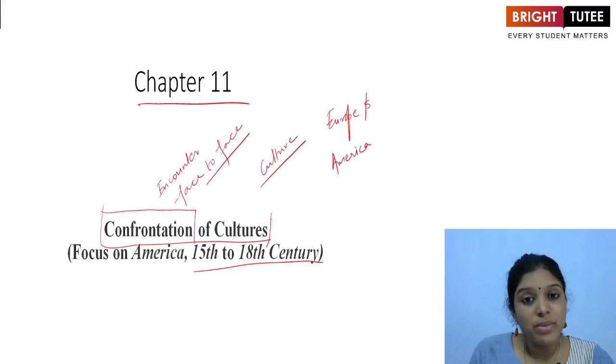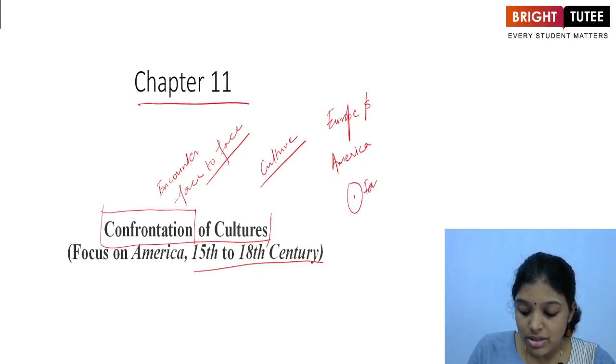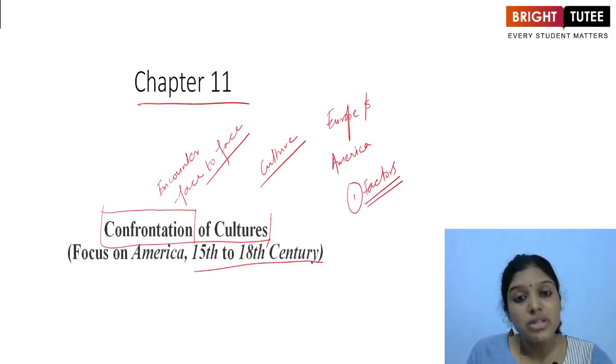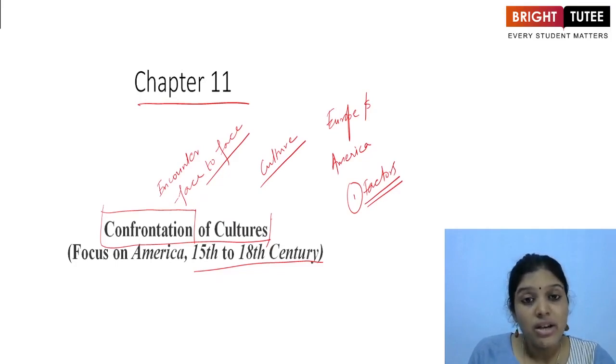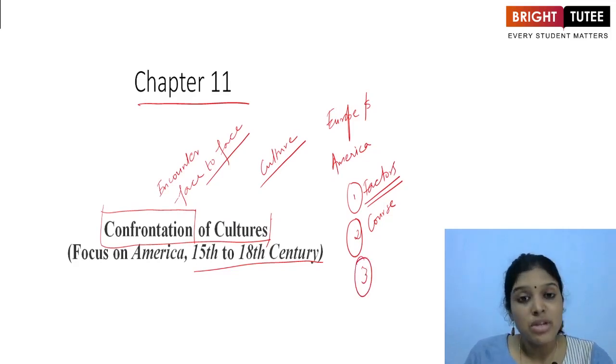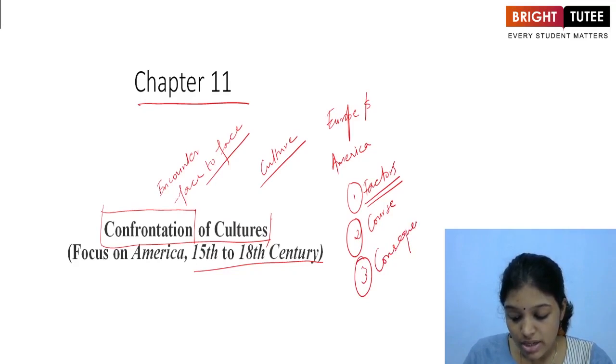So here our focus will be on first the factors which are leading to this confrontation, that is the factors which are responsible for the Europeans to reach or discover places like America. What are the historical factors which are laying the foundations of such a discovery? And then we see the course of this interaction or the confrontation taking place. How it happens over the period. And then, most important, is the consequences of this confrontation.